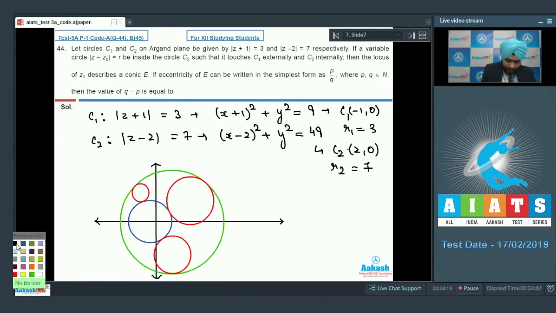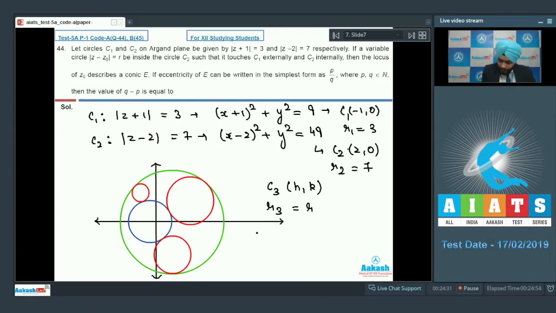Okay, so you can easily see that if the center of this new circle, C3, is h comma k and radius R3 is, let us say, R, then C3C1 is equal to R1 plus R3, that is R plus 3, and C3C2 is R2 minus R3, that is 7 minus R. So you can easily see that C1C3 plus C2C3 is equal to 10.